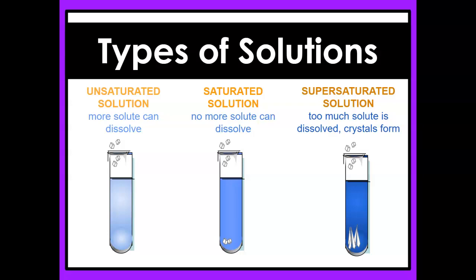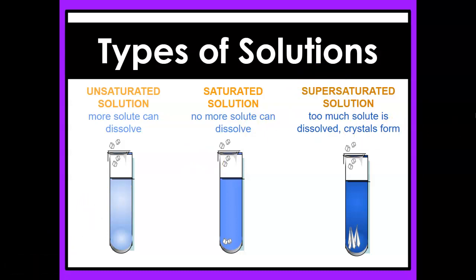So it's basically at the point where it's the perfect amount of solute per solvent concentration. And then a supersaturated solution is when there's too much solute dissolved and crystals start to form. So if it's supersaturated, super just means above. It means there's just too much solute in the solution.